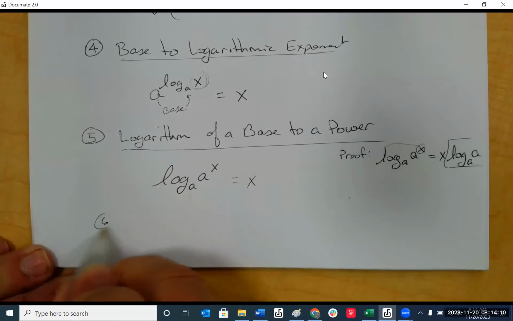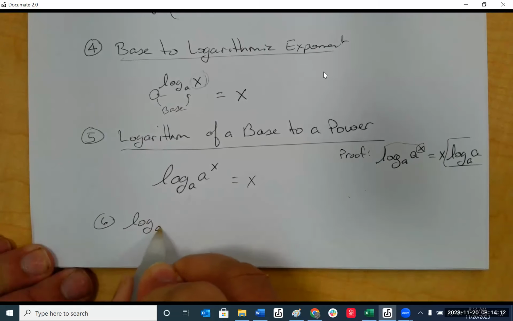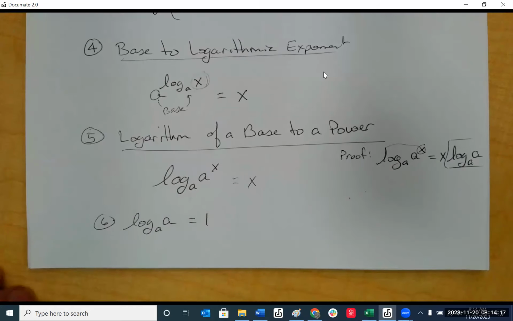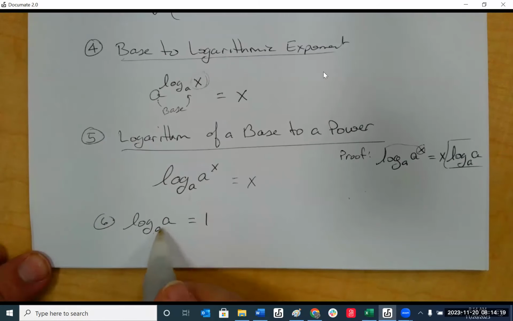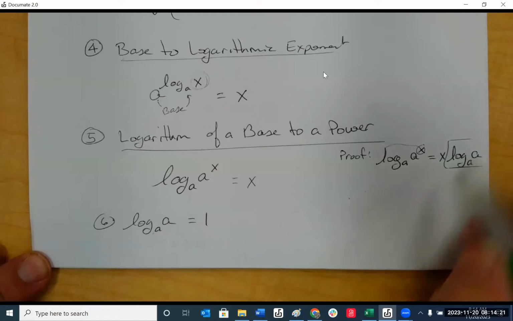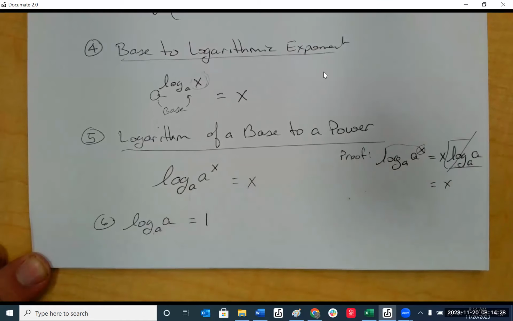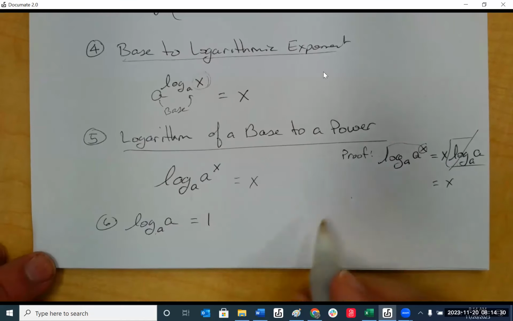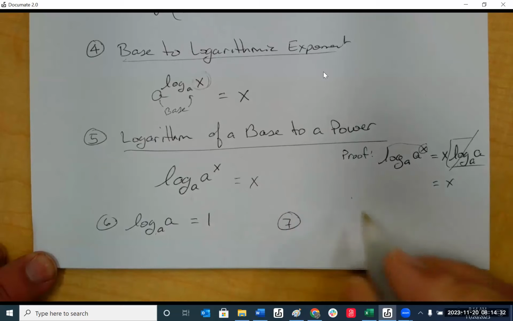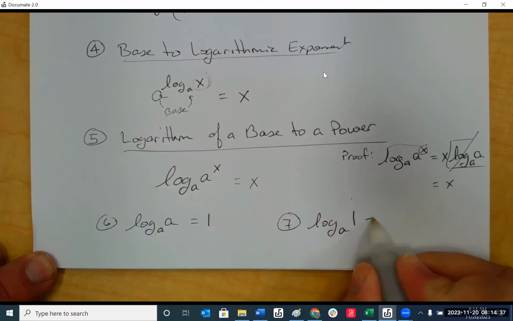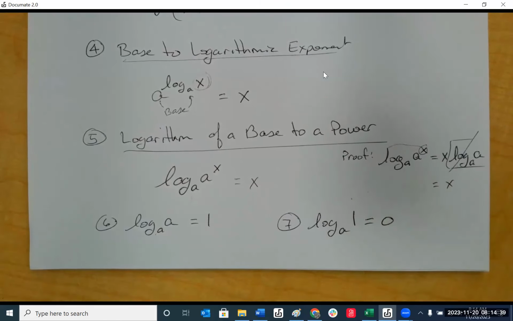This is number 6. Log base a of a equals 1. If the base and the operation are the same, it equals 1. So since that equals 1, all we're left with is x, which is why that property stands. And the other one we talked about last time, log of 1 is always 0. Those are your 7 properties of logarithms.